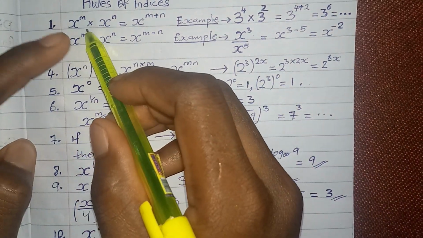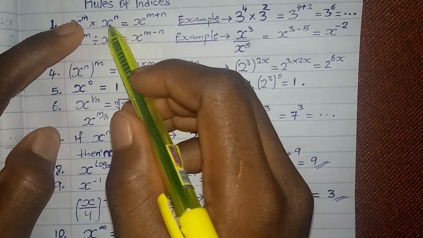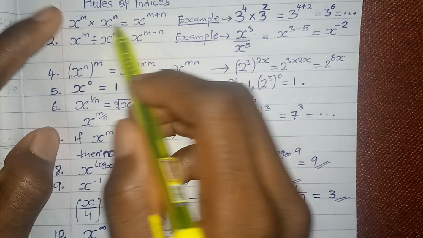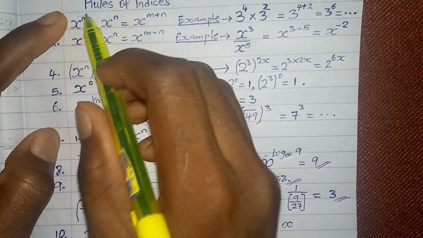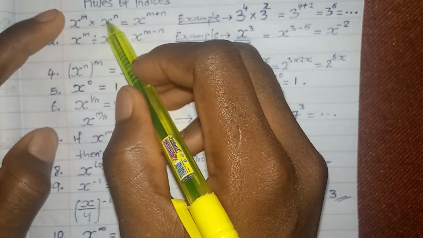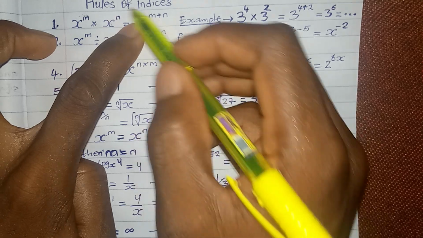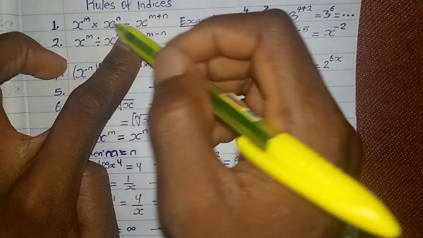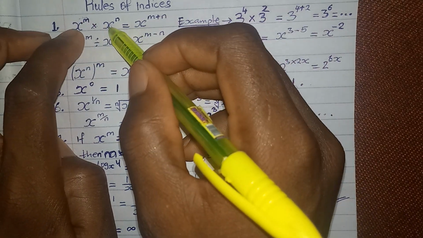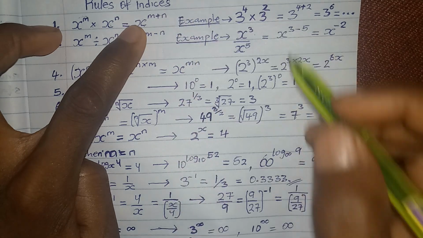The first rule on my list here is the rule of multiplication. When you have two index numbers multiplying each other, you just pick one of the bases. Since the bases are equal, you add up the powers. That's why I have x raised to the power m multiplying x raised to the power n. It's the same thing as picking one x and adding up n and m, because the bases are equal.